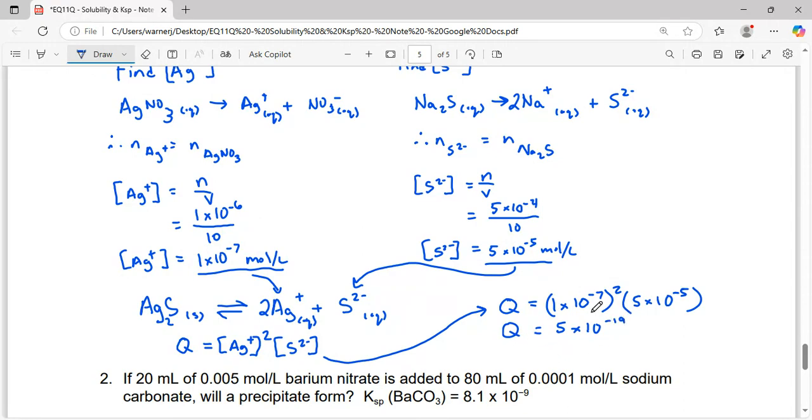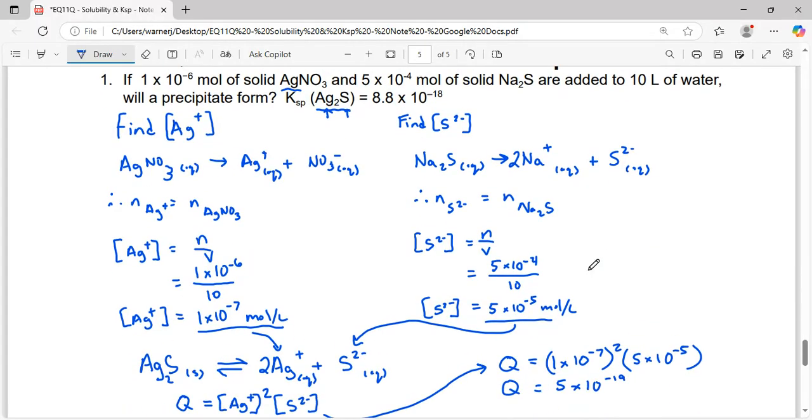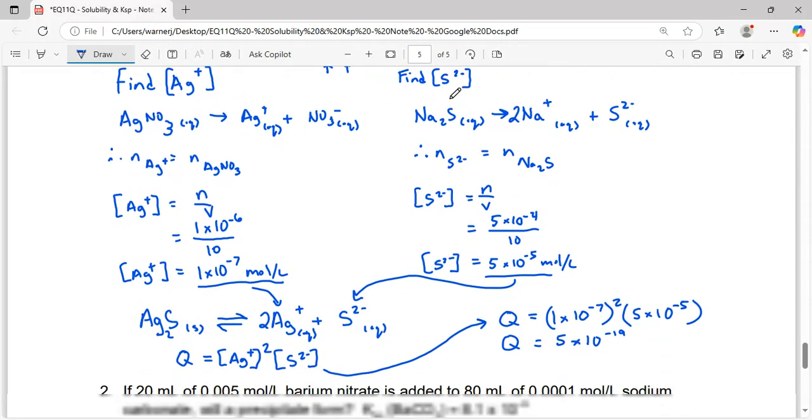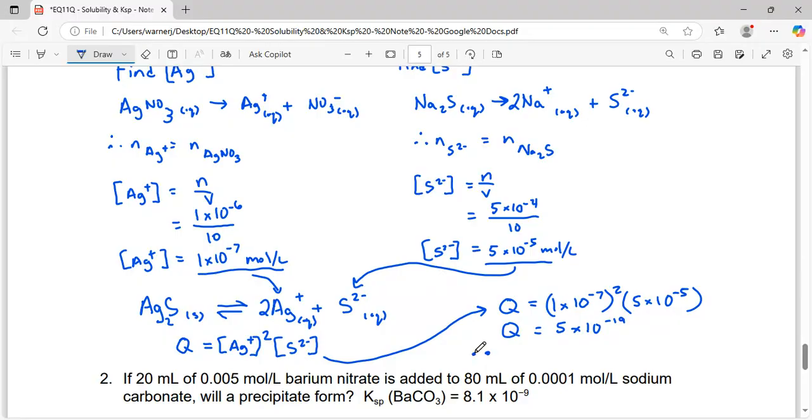And now, in order to tell if a precipitate occurs, because that's the goal here, I want to compare that to the KSP and see which is larger. If I compare 5 times 10 to the negative 19 versus 8.8 times 10 to the negative 18, the KSP is larger. So since Q is less than KSP, no precipitate. Even though we're mixing two substances that should form a precipitate because the product is insoluble when those things combine, their concentrations aren't high enough, so we're likely not going to see a precipitate. So that's how we deal with two solids.